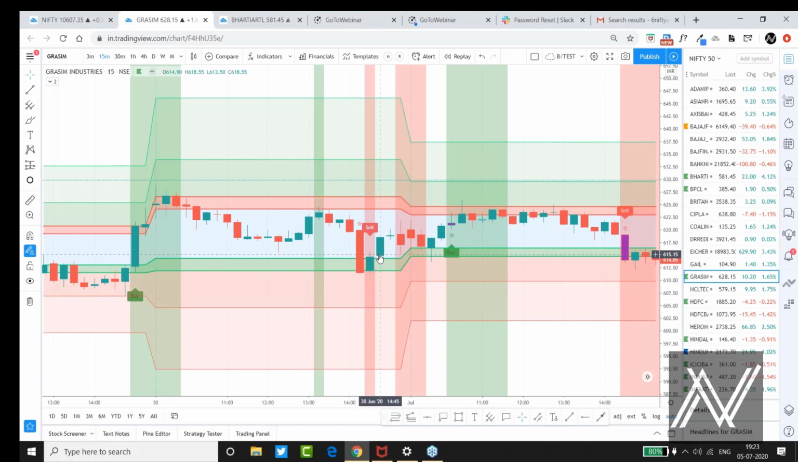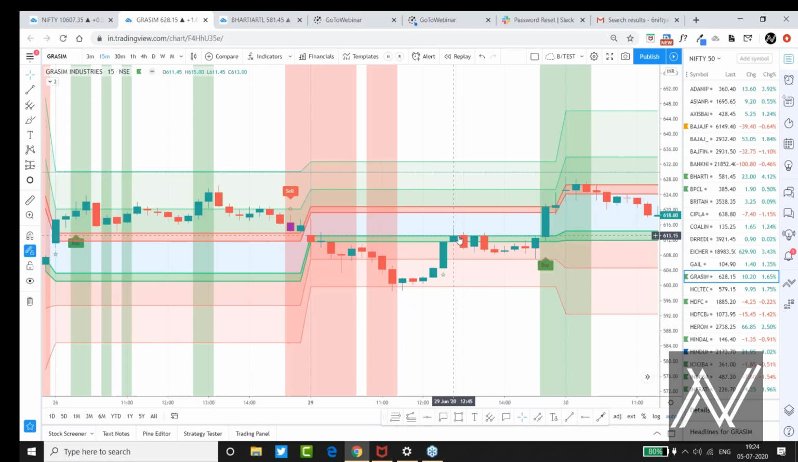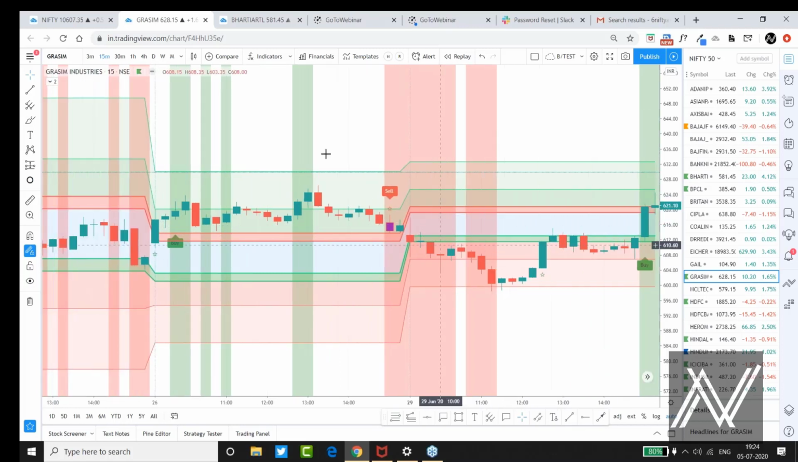So the price we enter here is 615, and we wait till we reach 624 in Grasim. We do not buy on the top of this red channel. We buy only on the top of this green channel. Everything we do is on top of this green channel. Once it is crossing, see here what happened. It didn't cross. It just hit a wick. It never crossed, so we look into the other things.